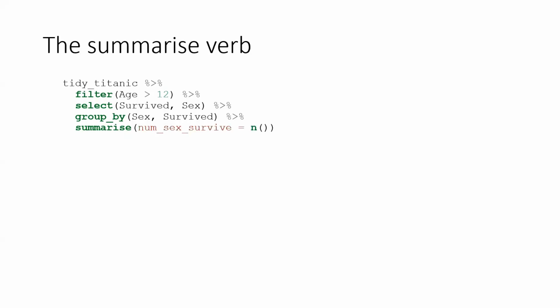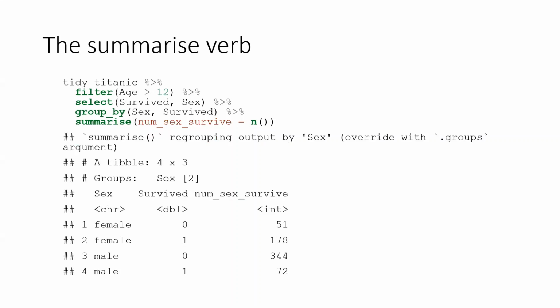And I'm going to assign that to a new column, num_sex_survive. So don't worry if this is really confusing at first. Honestly, this is probably the hardest part in all of dplyr, is understanding how the group by and summarization works. But I just want to give you the intuition of what it's doing. So what will this output? Well, this will output a table containing my 4 groups as the 4 rows, so women who died, women who lived, men who died, men who lived, and then counts of the number of passengers in each of my 4 groups.